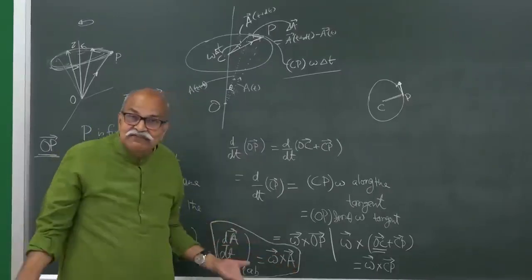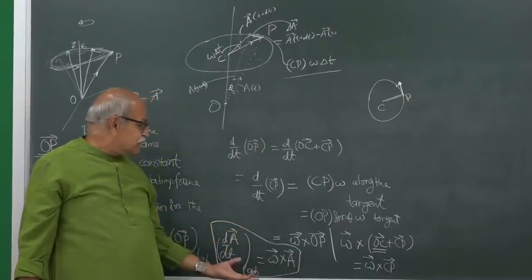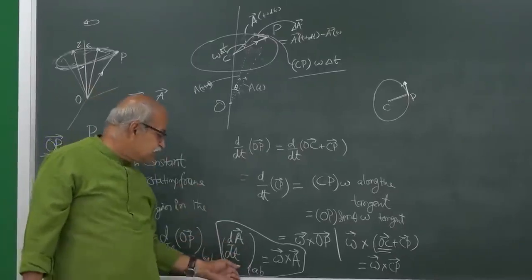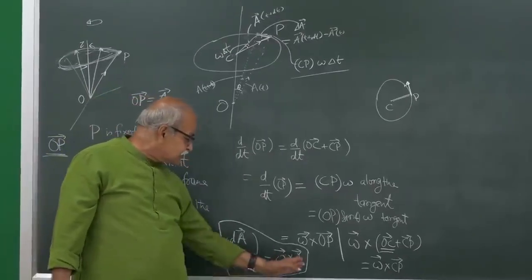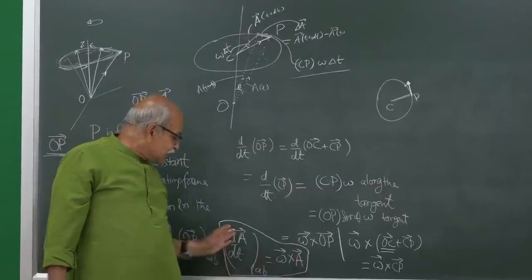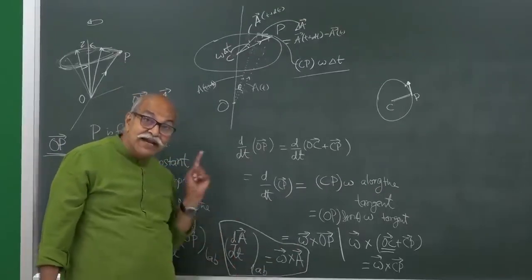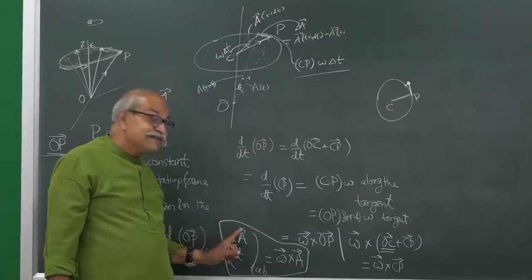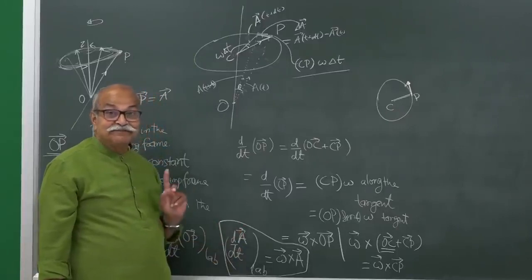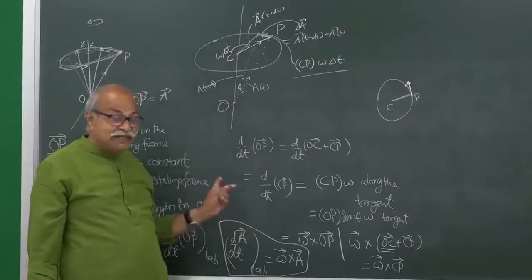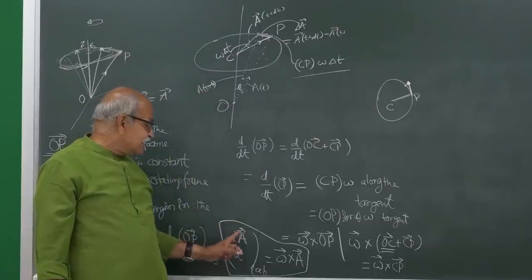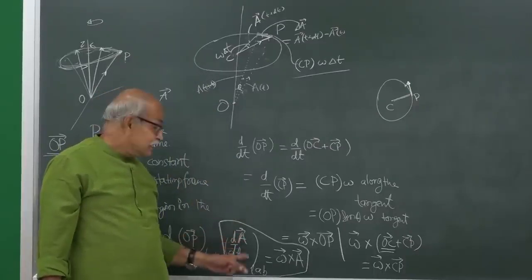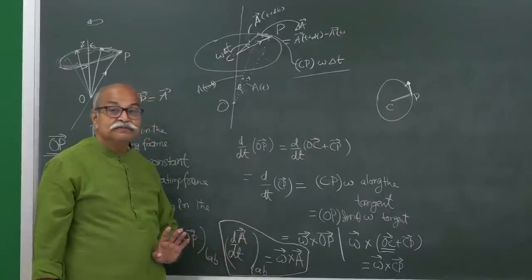You do not have to actually differentiate. We will be using this relation very extensively in our rigid body dynamics. You do not have to actually differentiate, you just take the cross product with this angular velocity vector and you get the differentiation itself, provided this A vector is fixed in the rotating frame. This whole derivation is based on this A vector being fixed in the rotating frame. In the rotating frame it is not changing, then this is true.